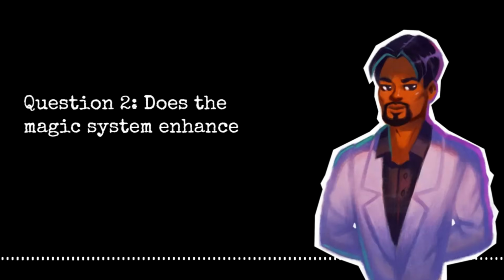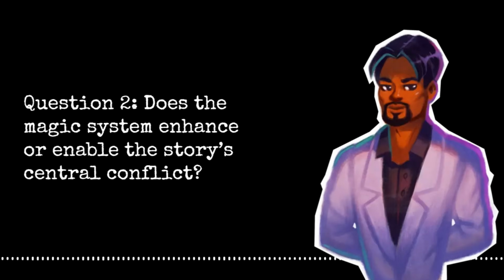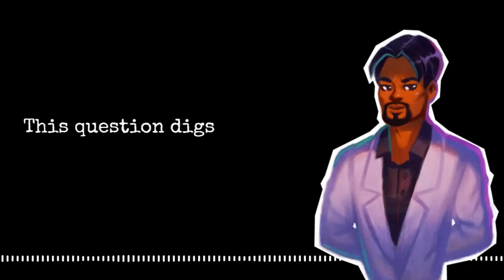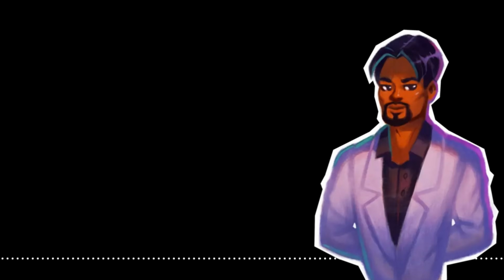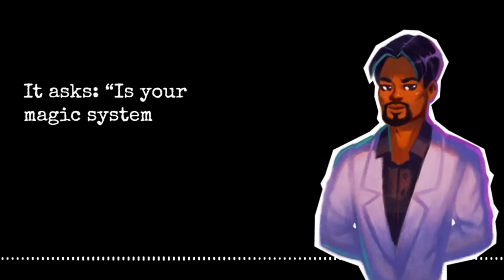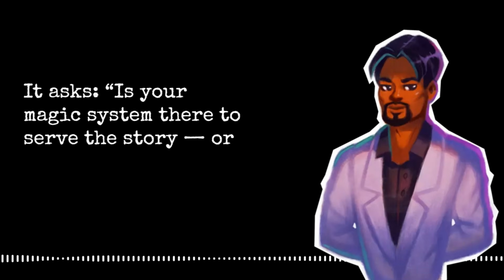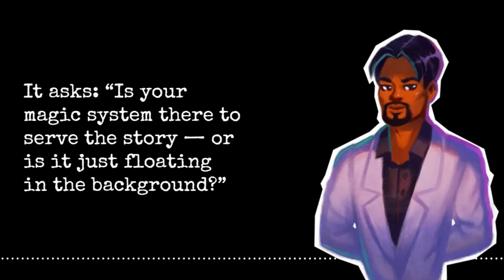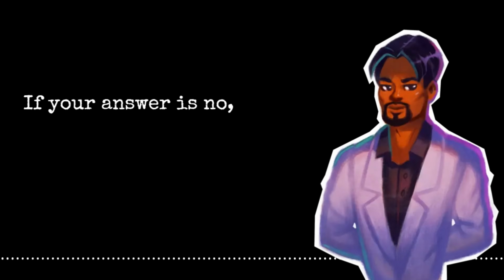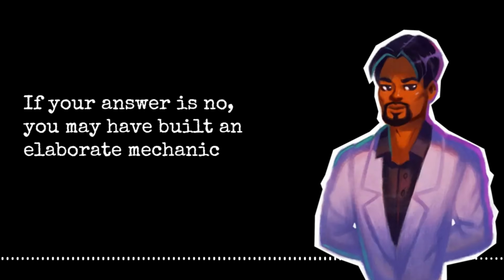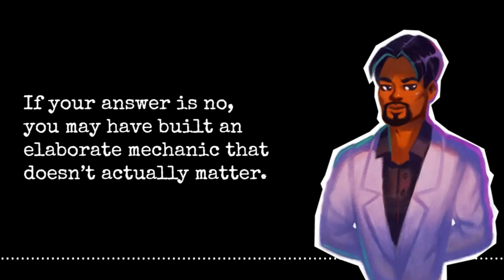Question 2. Does the magic system enhance or enable the story's central conflict? This question digs into narrative integration. It asks, is your magic system there to serve the story, or is it just floating in the background? If your answer is no, you may have built an elaborate mechanic that doesn't actually matter.